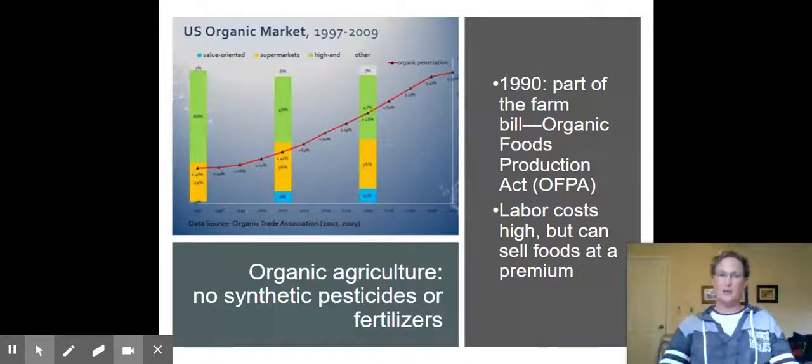So in organic agriculture, there are no synthetic pesticides or fertilizers. That's the big thing about organics. It doesn't mean no pesticide, no fertilizer. It just means no synthetic pesticides or fertilizers.